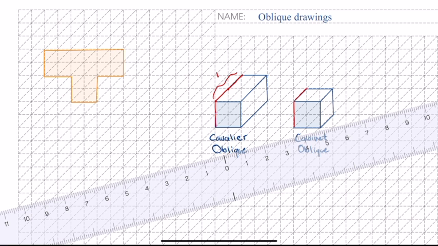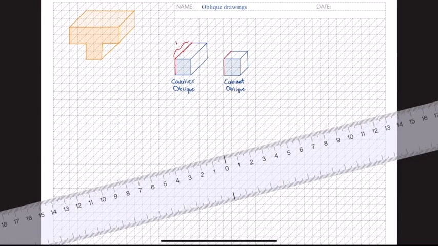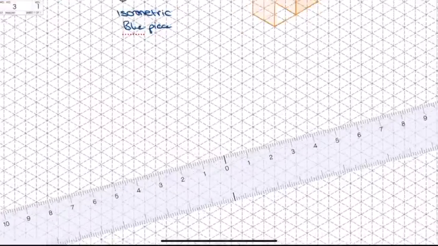So that's that one, and then 1 unit back, which is 2 of these little lines according to my scale. And then like this, and like this, and like that. So there we go. So that will be the cavalier, and then I still have to do the cabinet oblique. So do this for all your parts. Once again, do them by hand. Print the paper. So in this case, it's just an example.